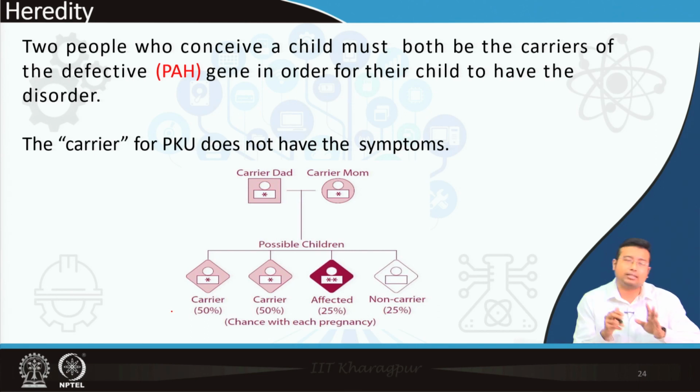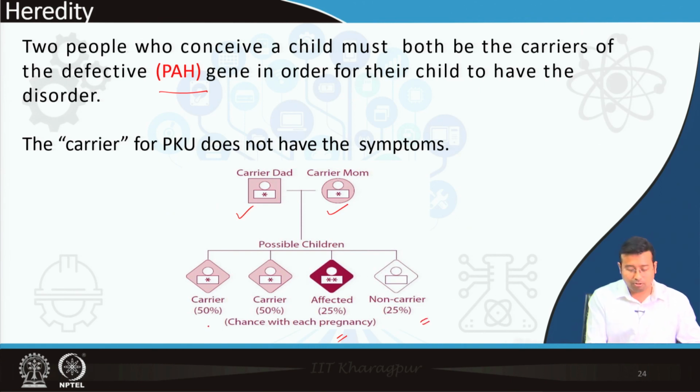Now we are discussing heredity. As I have already discussed, this mutation in the PAH gene is an autosomal recessive condition, which means the gene needs to be homozygous in order to express, so both copies need to be affected. If there is only a single copy, a man or a woman will be a carrier. So, if a carrier dad and mom conceive, these are simple Mendel's laws: 25% of each pregnancy will be affected if both are carriers, one of the babies will be non-carrier, and 50% will be carriers. This is simple Mendelian genetics.